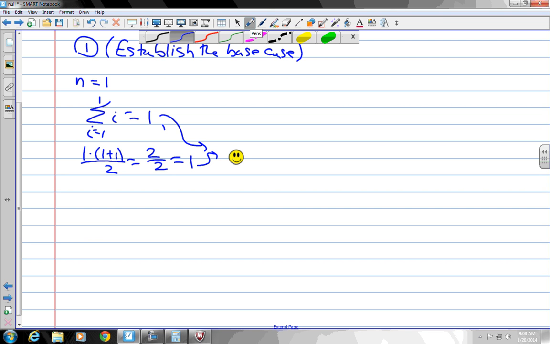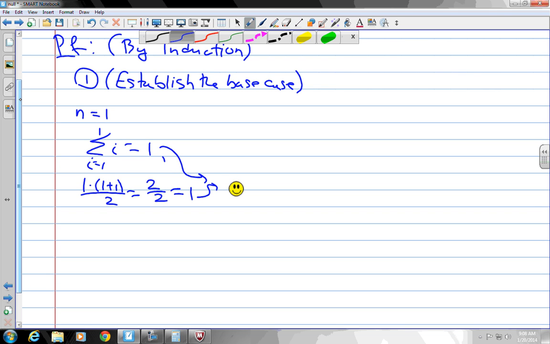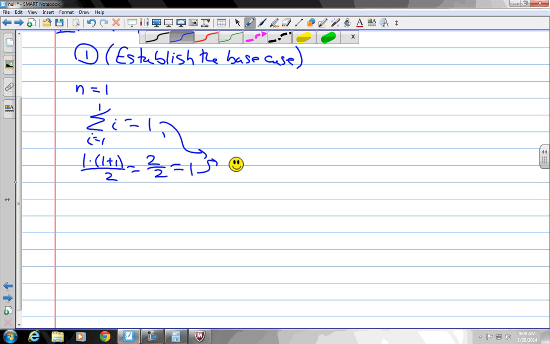The base case is usually really straightforward. It's almost silly at times: the sum of all numbers from 1 to 1 is just 1. There's nothing to add. So, how's that part? That part makes sense? Establishing the base case. Any questions on this?